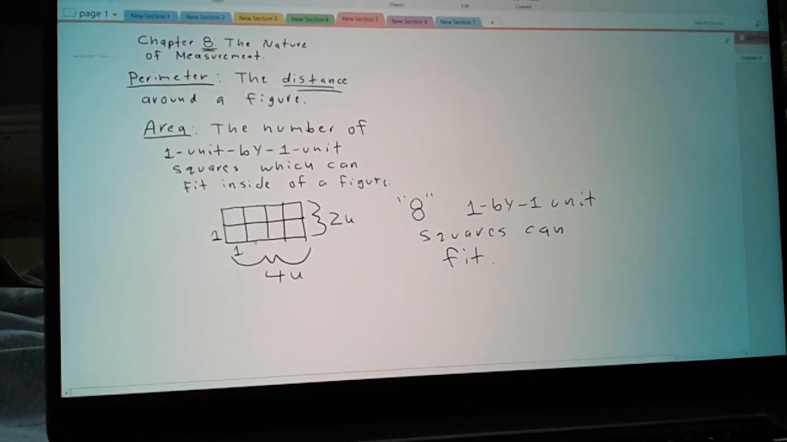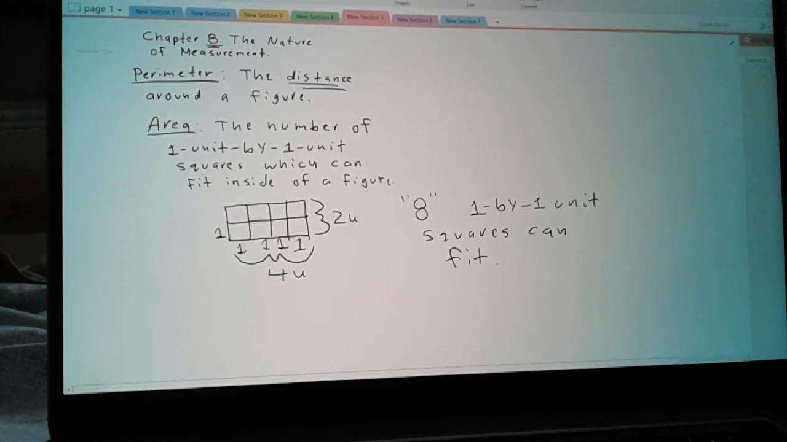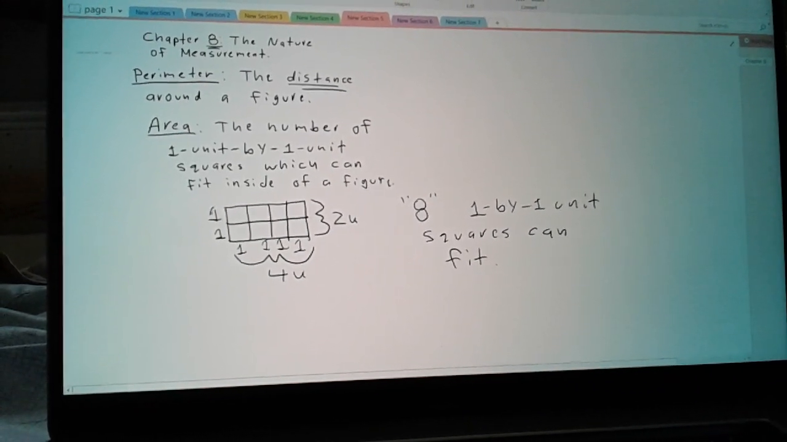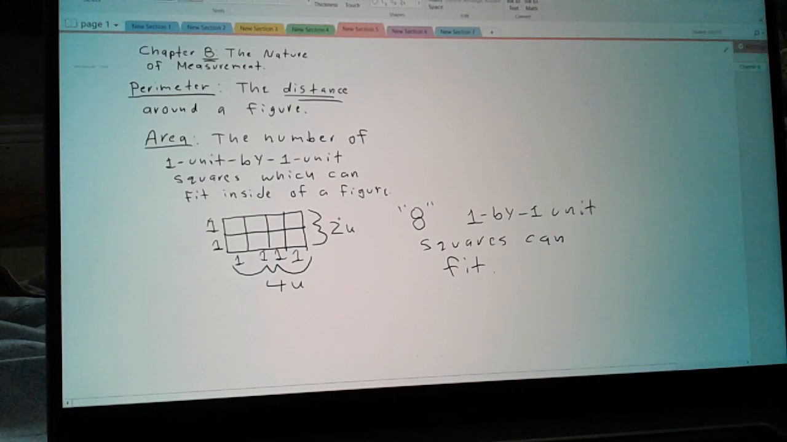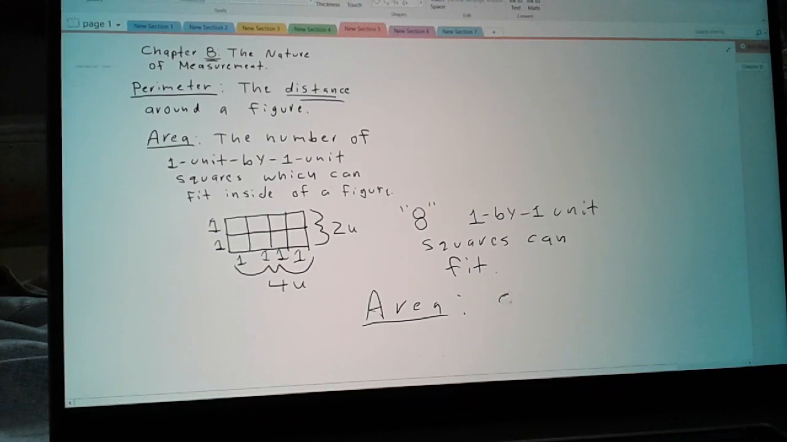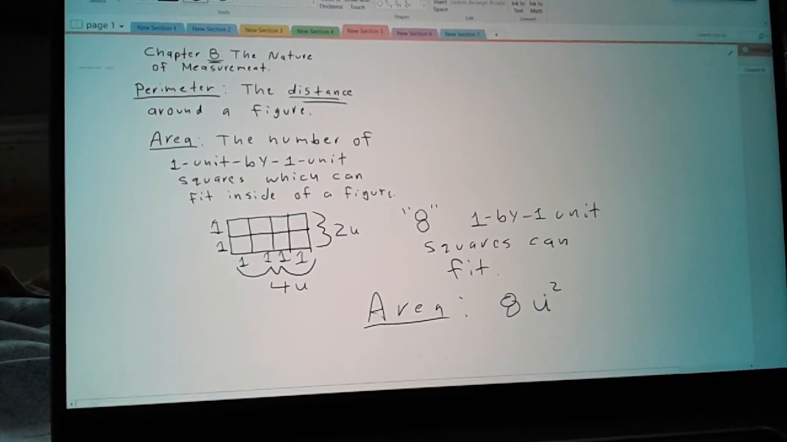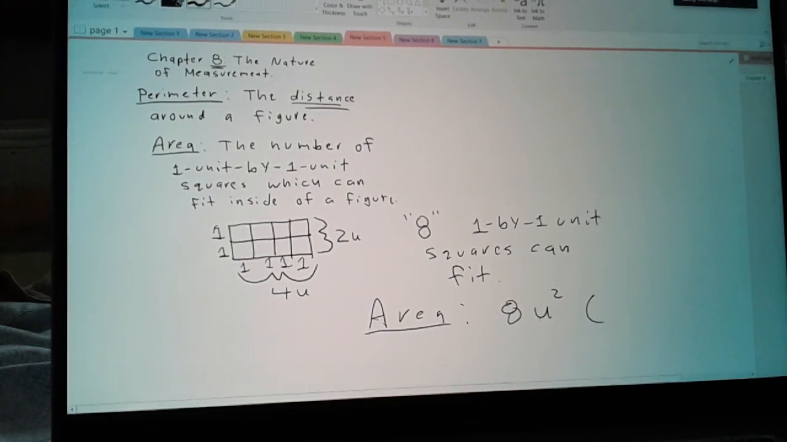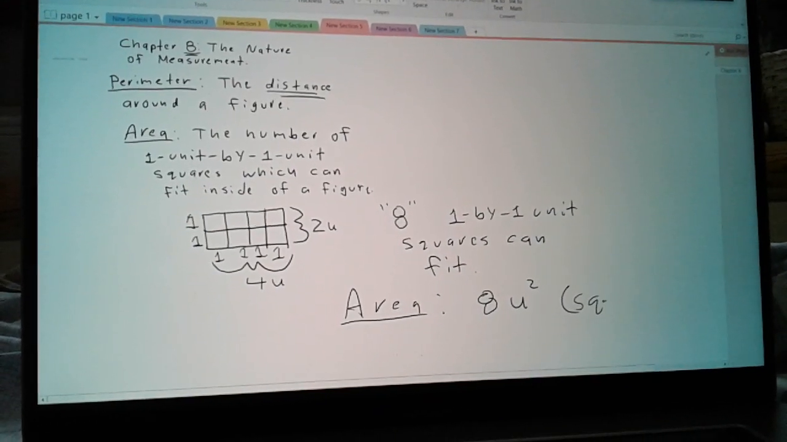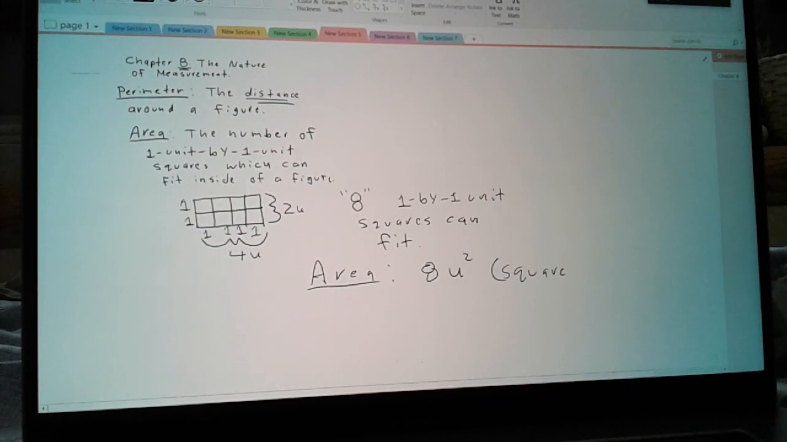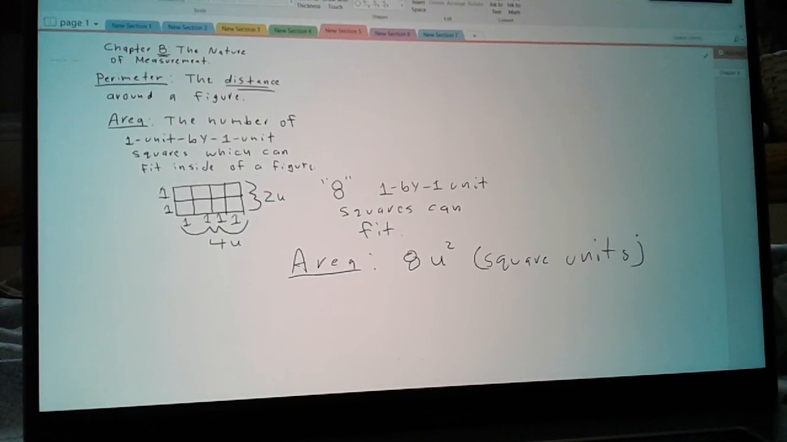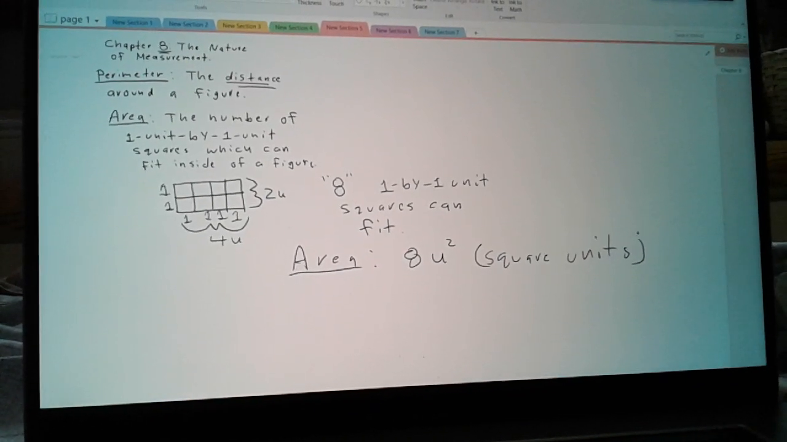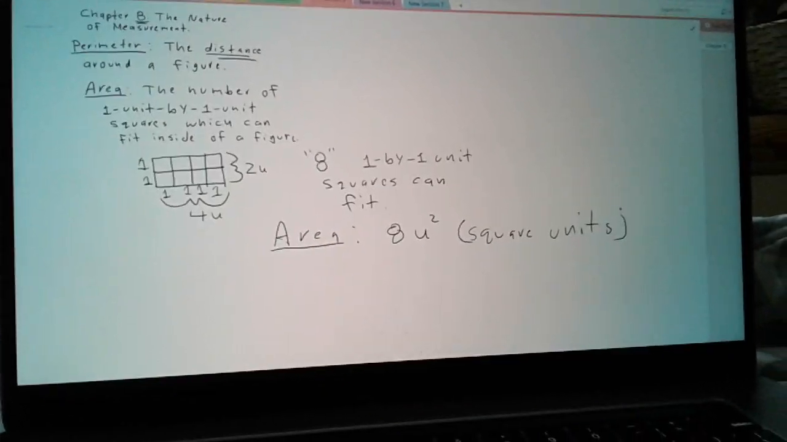So you can see that I have 1, 2, 3, 4 units going across and 2 units going up and down. So that makes 8 squares altogether. So the area is going to be 8 square units. That little 2 means units squared or square units. Okay, so that's the idea of area.